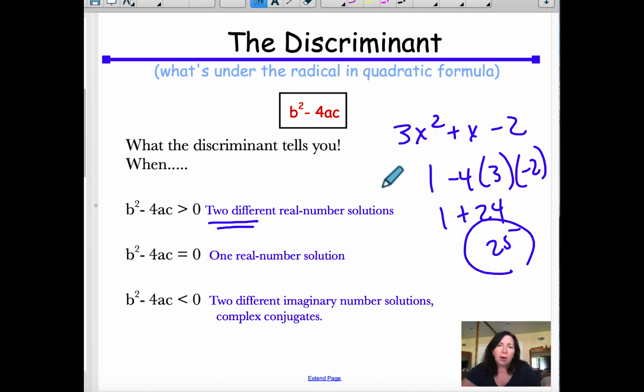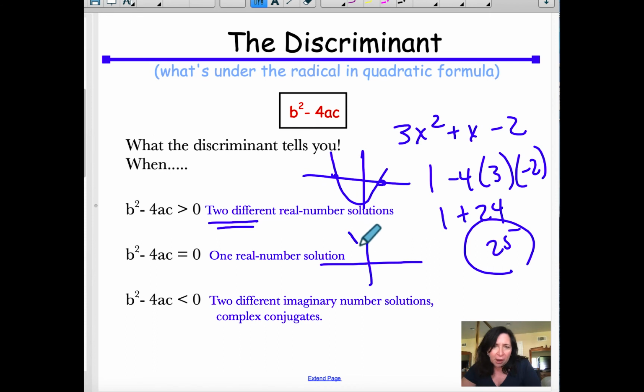That means that my graph crosses the x-axis in 2 different places. Check. We already knew that because we graphed it, but that's what happened. If it equals 0, that means that I still have 2 answers, but they are the same value because that means that my graph crossed right there. Meaning, how would I get a 0 value?